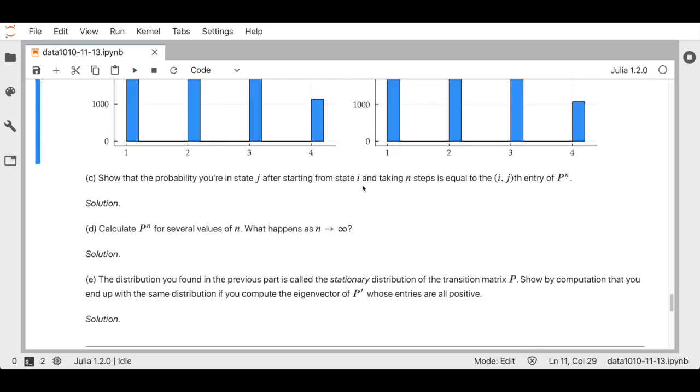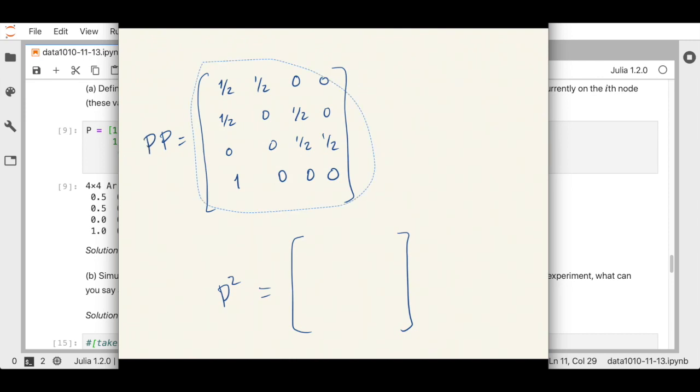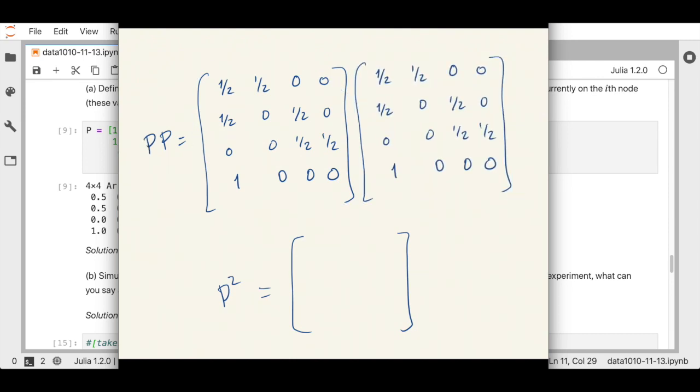So in part C, we'll begin to access another computational tool for exploring the same idea. So we're asked to show that the ijth entry of P to the n gives us the probability that we're in state J if we started from state I and then took n steps. So let's start by thinking about what happens if we compute, let's say, the 3rd row first column entry of just P squared. So multiply P by P. What does that correspond to? Well, we dot the 3rd row of P with the first column of P.